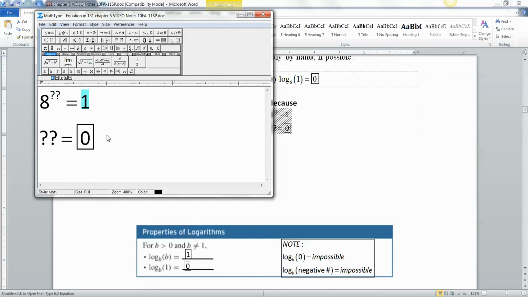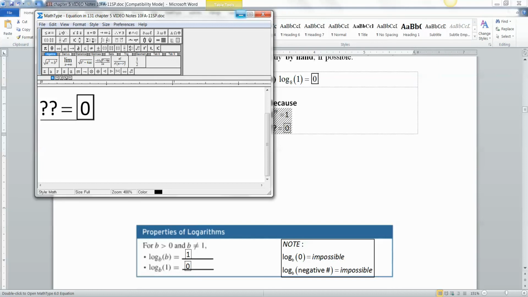You can take 8 to the 0 power. 8 to the 0 power is 1. That's totally cool. But you can't take 8 to a negative power and get a negative number. Remember that 8 to a negative power, like -1, is actually 1 over 8. It's not 0. It's just a small fraction, right? So it'll never be 0, ever.